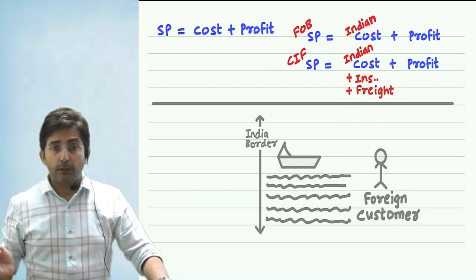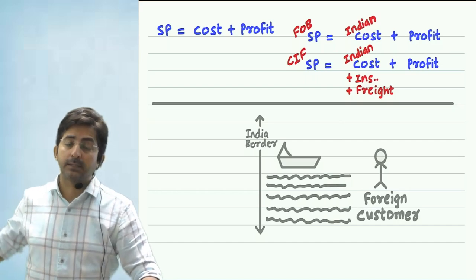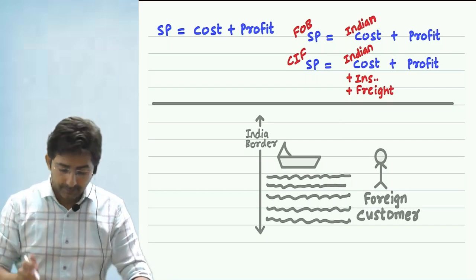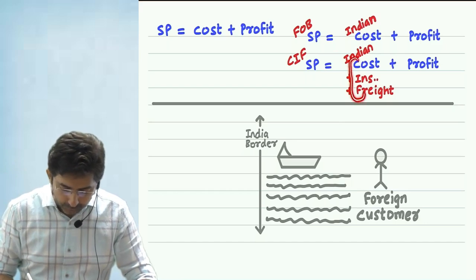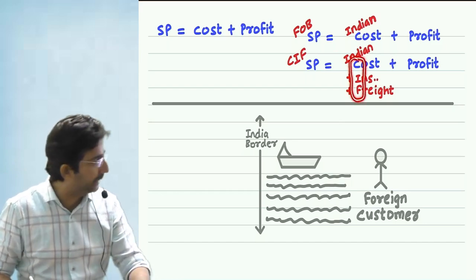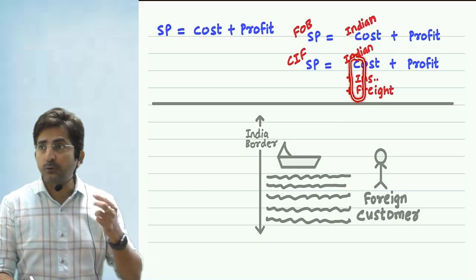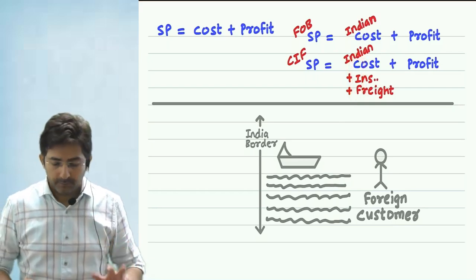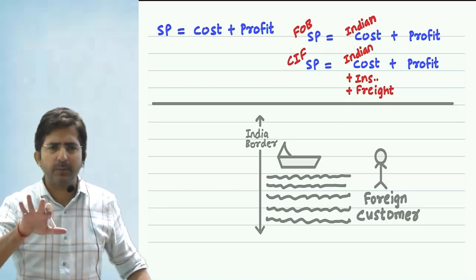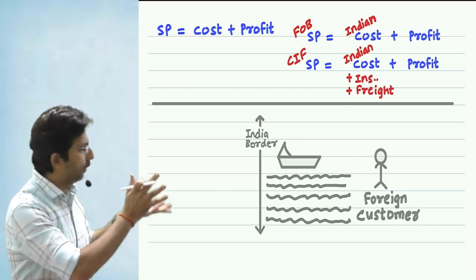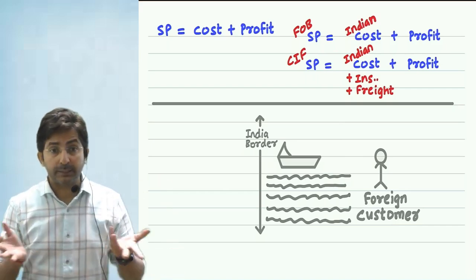But in CIF, Indian cost plus insurance plus freight, there comes the short form CIF. Can you see the initials which are highlighted? CIF means cost, insurance and freight. Now what difference does it make? Still I haven't explained. I just wrote a formula of the two sale prices.